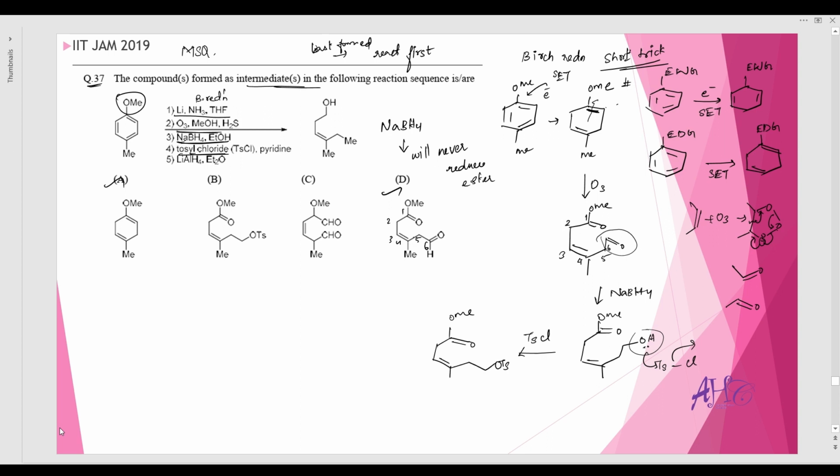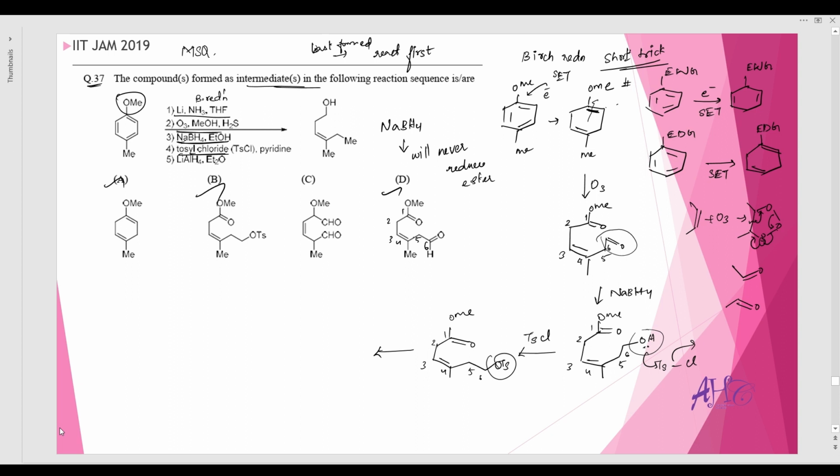Okay, so let me number this: 1, 2, 3, 4, 5, 6, and this is also 1, 2, 3, 4, 5, 6. At the 6 position you'll have your tosyl group. So among the options, option B is the correct answer. So look at what is last.